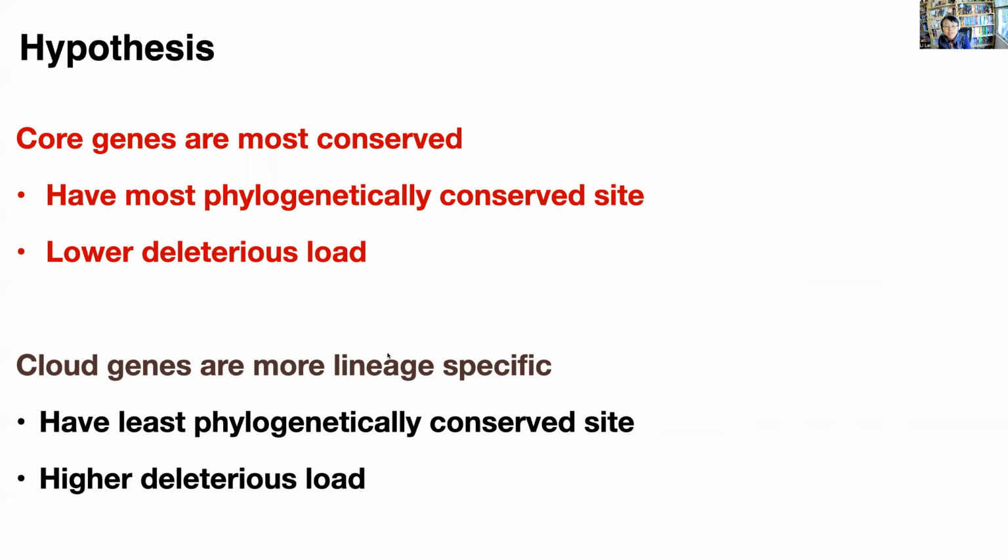And based on the classification, we hypothesized that the core gene cluster tends to be most conserved, have the most phylogenetically conserved sites, and have lower deleterious load, and the cloud genes are more lineage specific and have the fewest phylogenetically conserved sites and higher deleterious load.